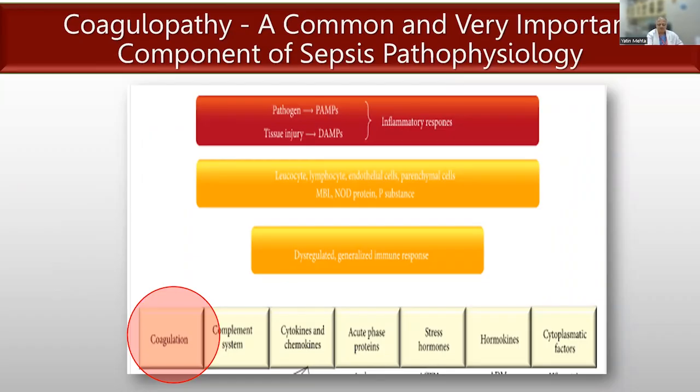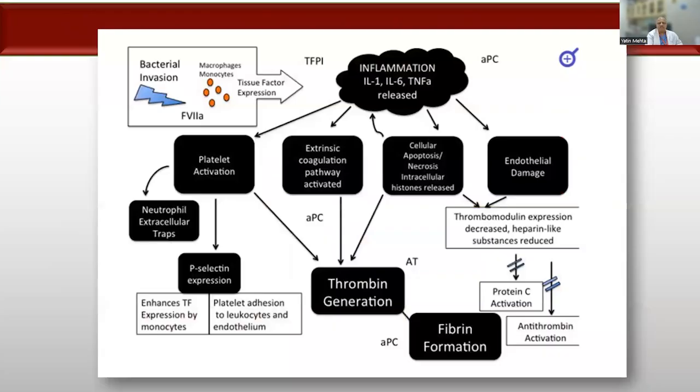So basically, when the body is attacked by whatever pathogen, mostly bacterial pathogens, the PAMPs, pathogen-associated molecular patterns, produce injury to the body, and the various cellular elements release damage-associated molecular patterns, nuclear chemokines, and so on. Lymphocytes and neutrophils get activated, macrophages get activated, there's a dysregulated host response, coagulation gets activated, and the complement system and cytokines are released. So, as I said, the bacterial invasion leads to activation of the cellular elements.